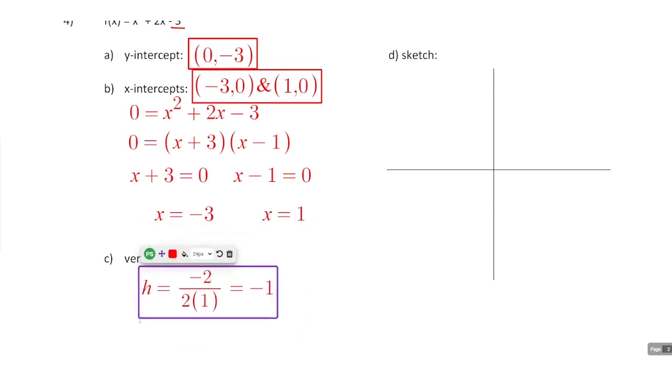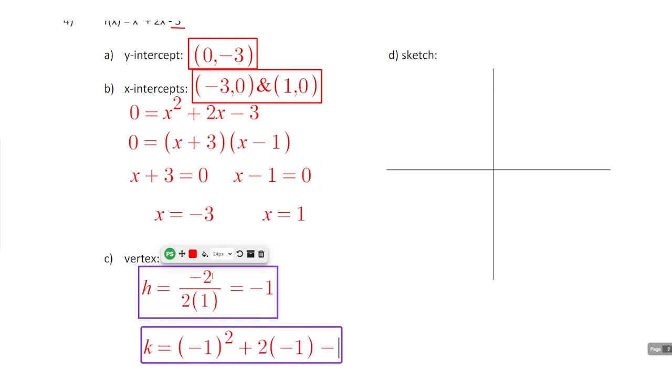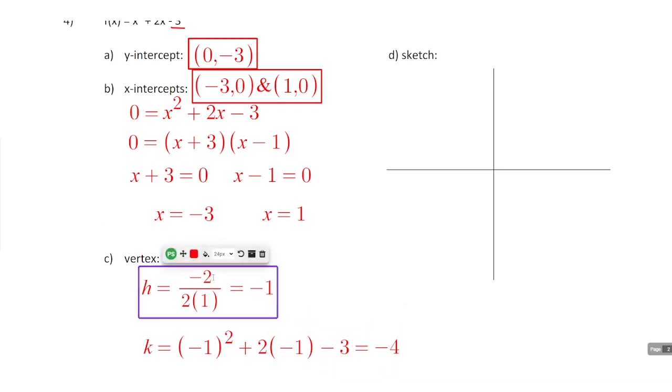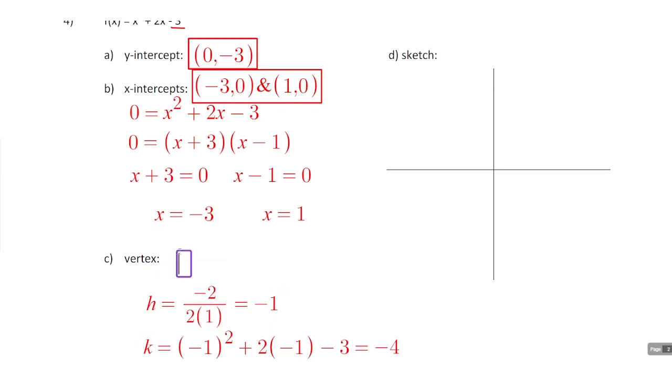And then the k will be what I get when I plug in this number back into the equation. So negative 1 squared plus 2 times negative 1 minus 3. This is going to give me 1 minus 2. So we're at negative 1 minus 3 is negative 4. Feel free to put that in the calculator just to double check. So my vertex is at (-1, -4).